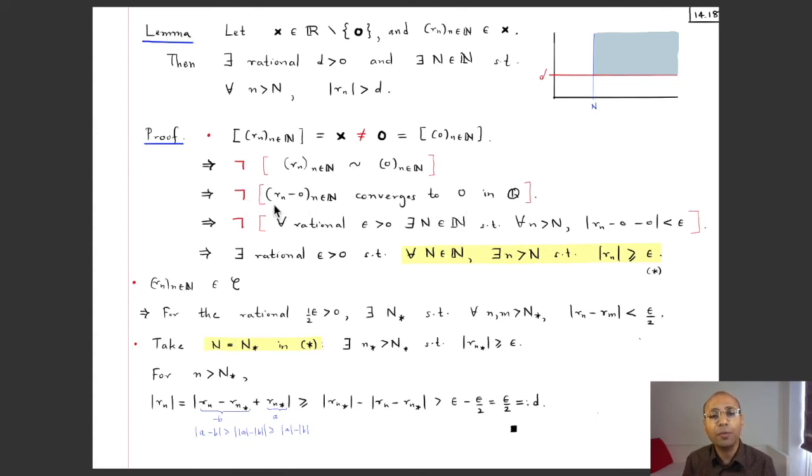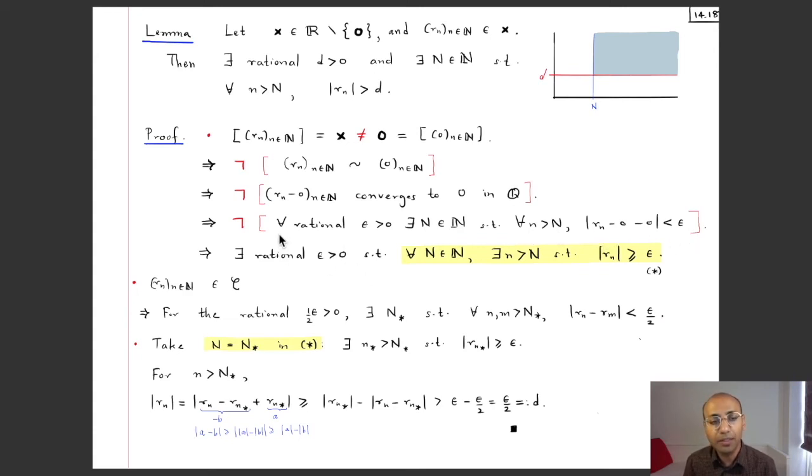Let's first see what it means for this sequence to converge to 0. It means that for every rational epsilon positive, there exists a corresponding index capital N, such that for all little n beyond this capital N, the distance of the nth term, which is Rn minus 0, to the limit 0, is smaller than epsilon. So since it's the case that this does not happen, this means that it is not the case that for every rational epsilon positive, there exists a capital N such that beyond that n, the absolute value of Rn is less than epsilon.